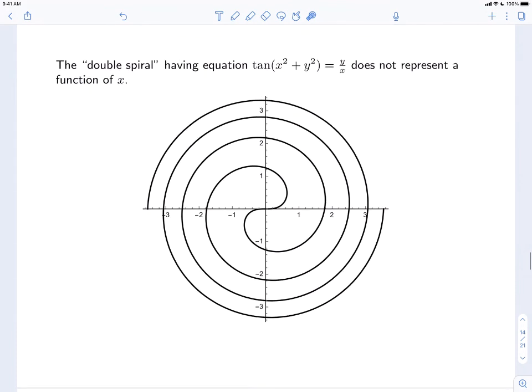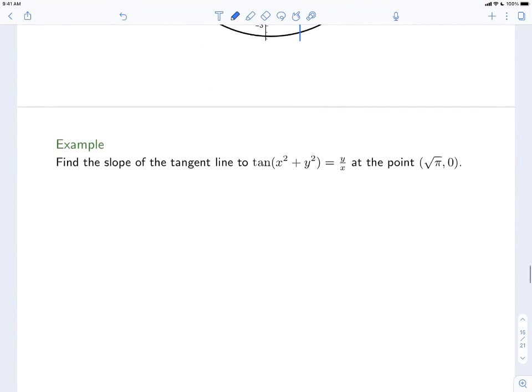Here's another example, a double spiral, having equation tangent of x squared plus y squared equals y over x. Now this does not represent a function because it certainly does not pass the vertical line test. If we draw a vertical line passing through here, you can see that, well, in fact, it will intersect the curve infinitely often. But we can still find the slope of a tangent line at a specified point. Let's go ahead and do that.